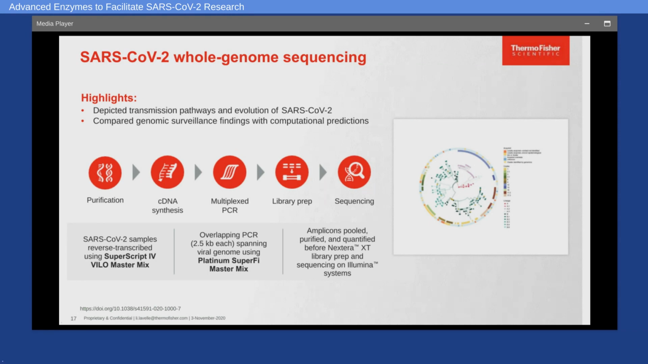Only a quarter of the sequenced cases appear to be locally acquired. This high-resolution genomic data is crucial to track cases of locally acquired COVID-19 versus overseas importation.